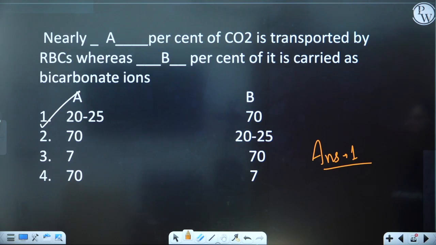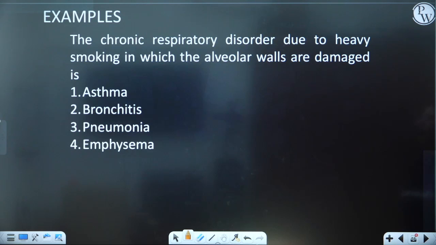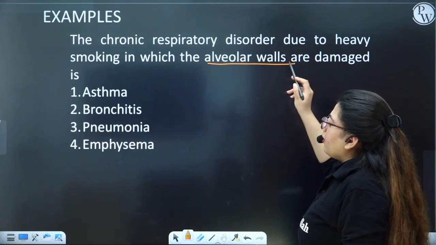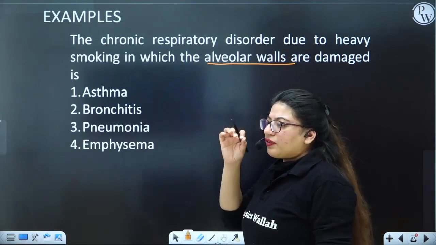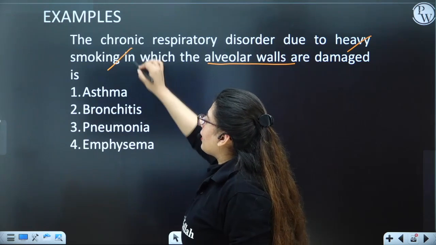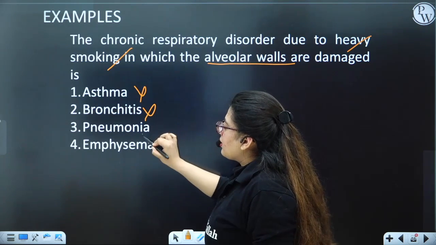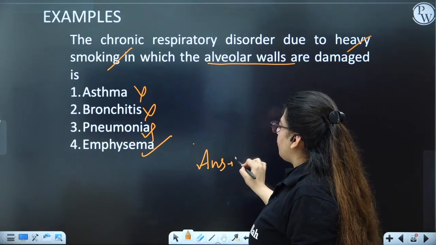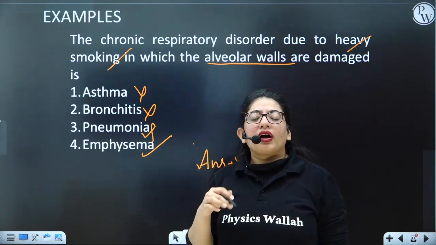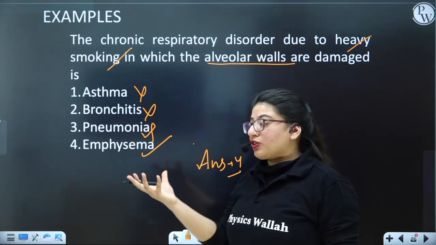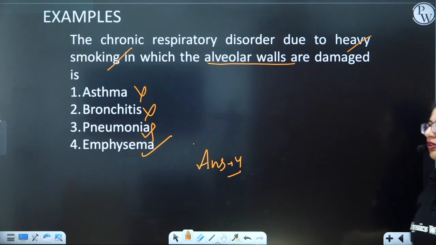Next. The chronic respiratory disorder due to heavy smoking in which the alveolar walls are damaged. Alveolar walls means it's the lower respiratory tract. And first of all, this thing clarifies everything. Heavy smoking, and that's not asthma, that's not bronchitis, that is not pneumonia, that's emphysema. Answer is 4. Asthma is allergy, bronchitis can occur due to pollutants, pneumonia occurs due to bacterial or viral infection, whereas emphysema is due to cigarette smoking.